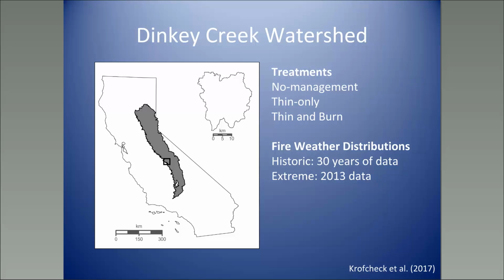And in this study, we ran simulations that included no management, a thin only in the frequent fire forest types, and then thinning and or burning treatments applied to forest types as a function of their departure from pre-suppression fire return interval. So in the mixed conifer and ponderosa pine forests, it would be thinning followed by prescribed burning. And then in the red fir forest, it was just reintroducing prescribed fire into the system.